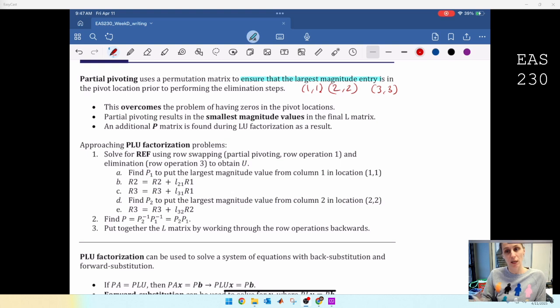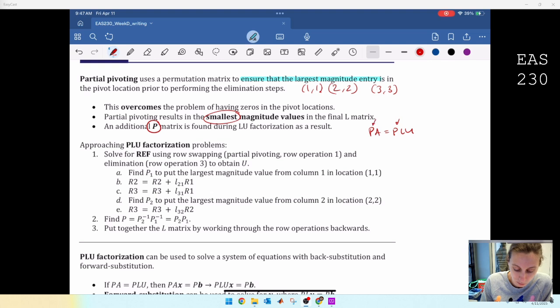So this overcomes that problem of having zeros where we can't use them or where we don't want them. Another thing this does is result in the smallest magnitude values in L, so we're going to have fractions more often. But that actually makes our process more robust and less prone to errors. Okay, but we do get an additional P matrix that's found during LU factorization, where we get PA equals PLU.